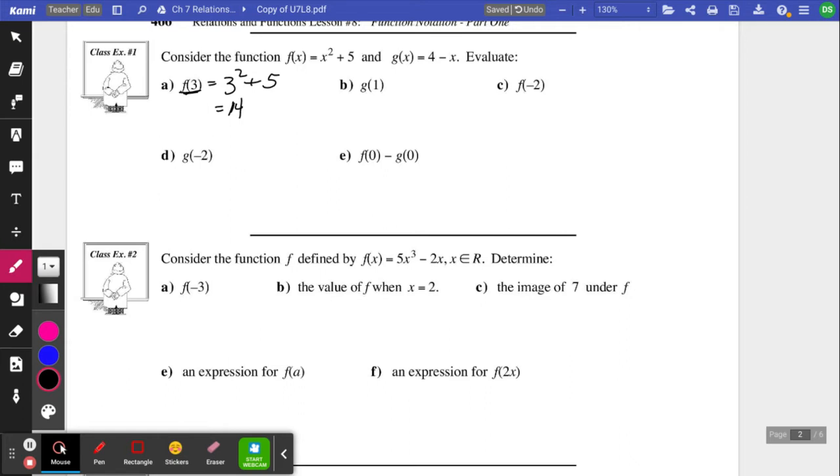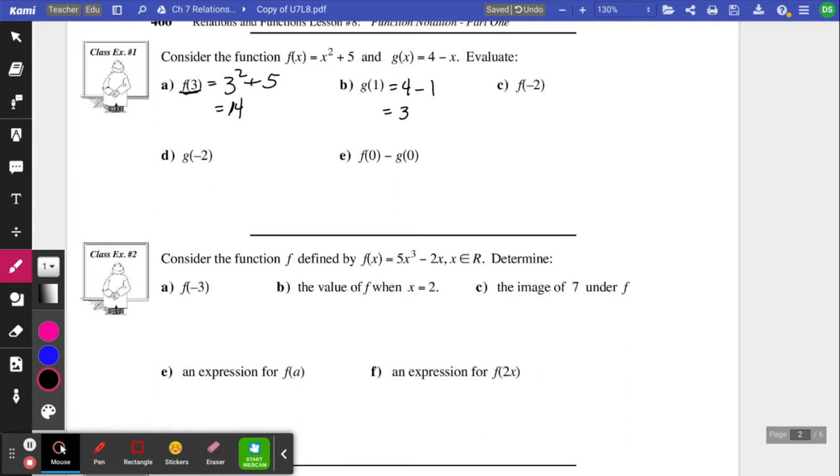Okay, then we move to g of 1. Well, what's the g machine say? It says take 4 and then subtract whatever your input is. It says 4 take away x. So I look at this and I say, okay, well, g of 1, what is my x value? 1. So I just copy, and I just replace. Everywhere I see an x, I put a 1 instead, and I get 3. So g of 1 is 3.